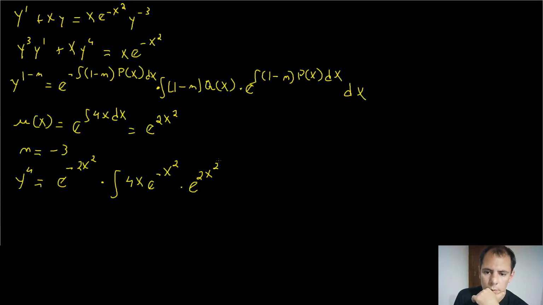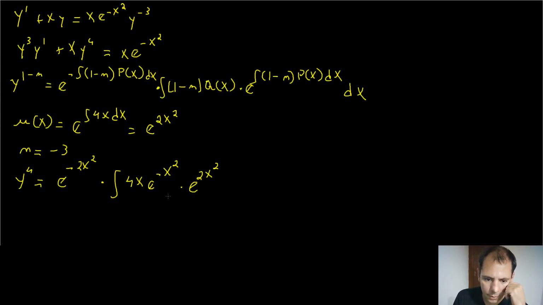Let me just think here one thing. Yeah, this is right. Okay, so anyway, it's going to be 1 minus n times the q(x), which is x e to the minus x squared times the integrating factor, which is e to the 2x squared.